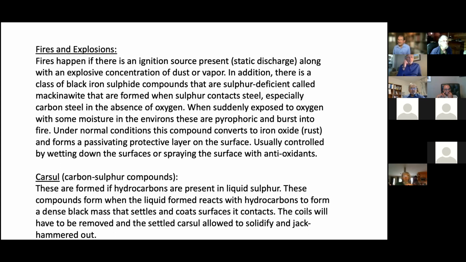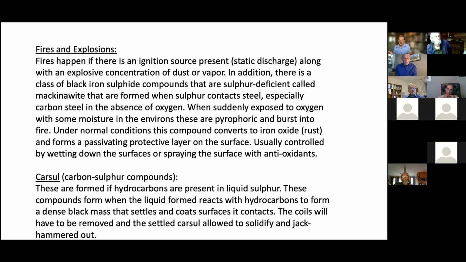Then there's also a class of black iron sulfide compounds that are sulfur deficient called mackinawite, that is Fe2S3. When sulfur contacts steel, especially carbon steel, in the absence of oxygen, these are typically found in sulfur tanks if you're not careful. And when your levels keep fluctuating, and suddenly you expose it to oxygen, and if there's some moisture, these are pyrophoric. They'll just catch fire. I've seen tank fires because of this. Even heating coils, for example. If you're not careful and you see this black substance, you immediately wet it down completely so that you convert it to rust.